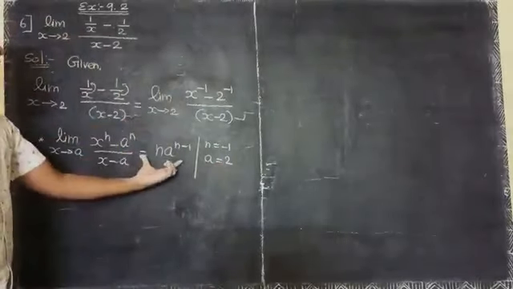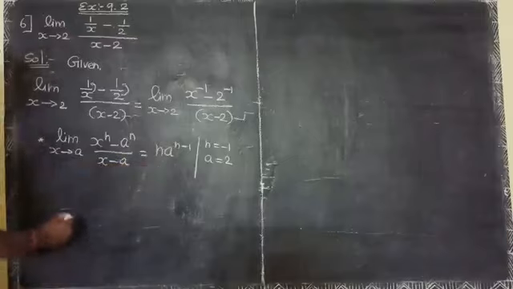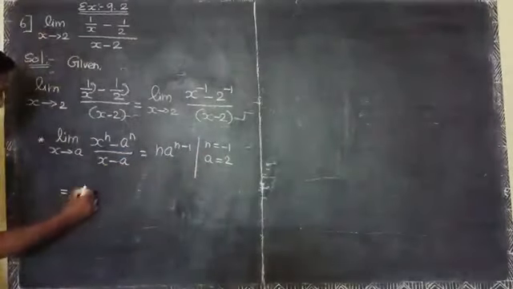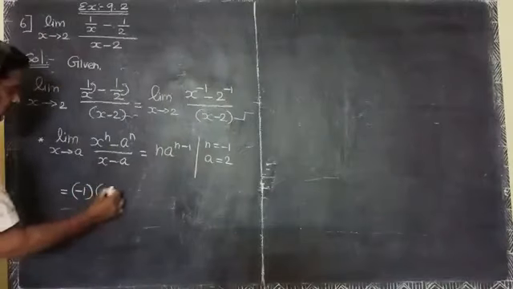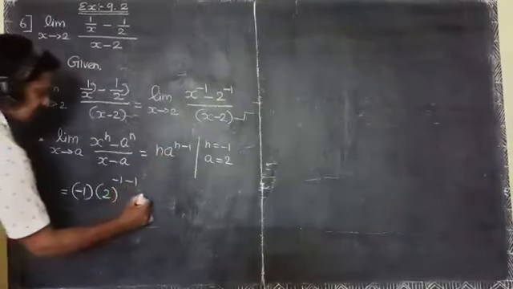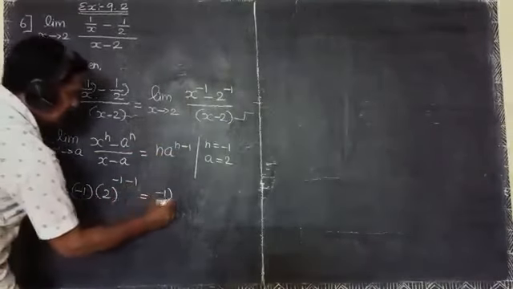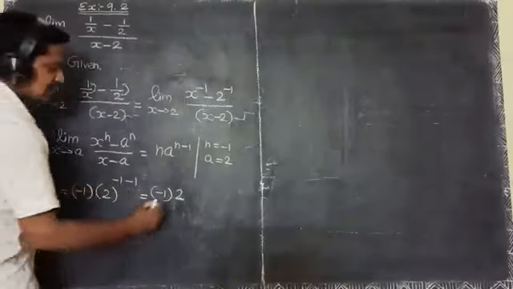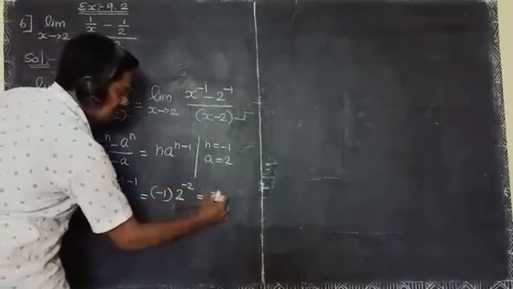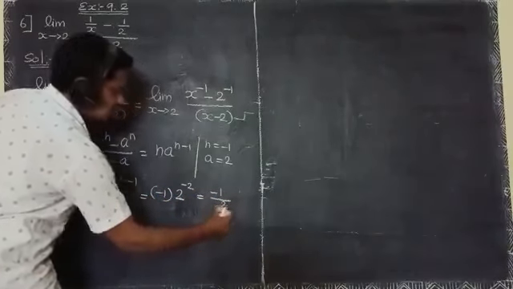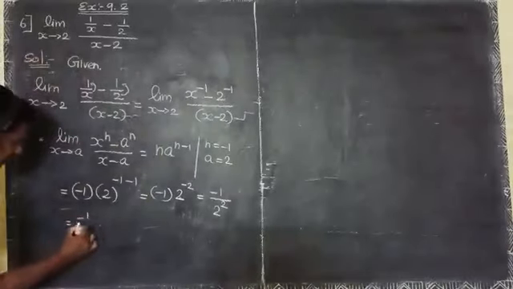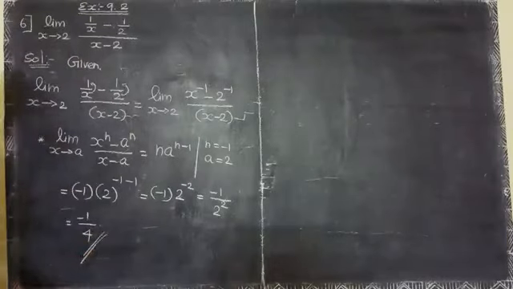Using these properties, n into a power n minus 1, n is minus 1, a is 2, power n minus 1, which is equal to minus 1 into 2 power minus 2. 2 power minus 2 can be written as minus 1 divided by 2 power plus 2. 2 power 2 is 4, which is equal to minus 1 divided by 4.